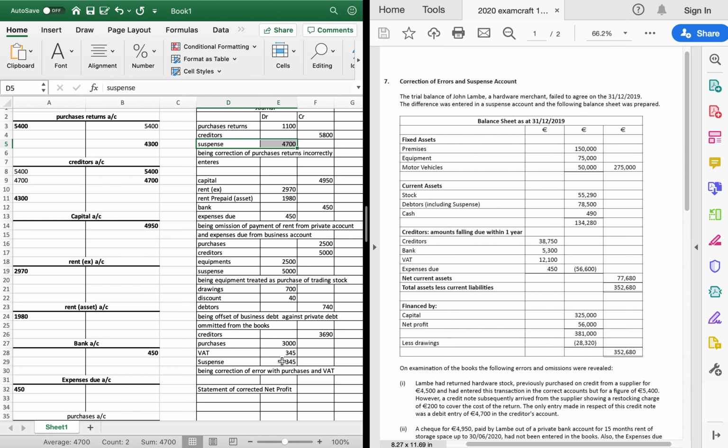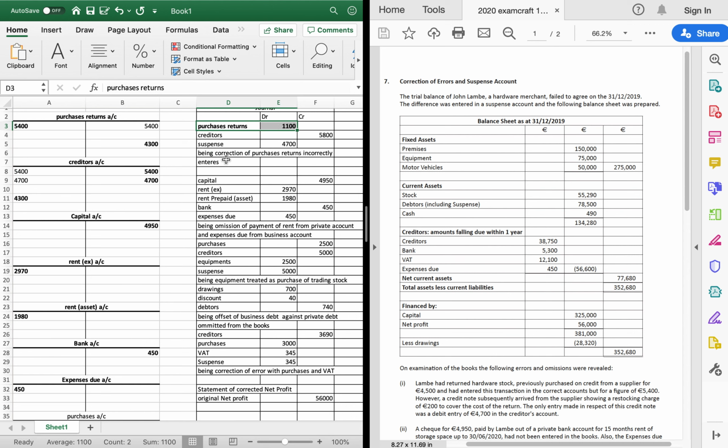Okay, so for the statement of corrected net profit, we take this original net profit of the 56,000. We're going to add on any credits that are to do with the profit and loss account from here, and we're going to take away any debits. So we'll just look for the ones that are trading profit and loss account first.